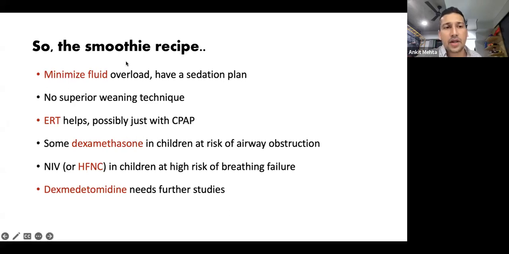And along with that, you should have a very smooth recipe around the peri-extubation period. There should be de-resuscitation or the minimum fluid balance. We prefer keeping a negative or zero fluid balance. And there is no technique which is superior to another, whether you use CPAP, NIV, or dexamethasone in given children. Then you keep your high flow nasal cannula ready, and in a given set of patients, you put them directly on high flow nasal cannula as soon as you extubate them.